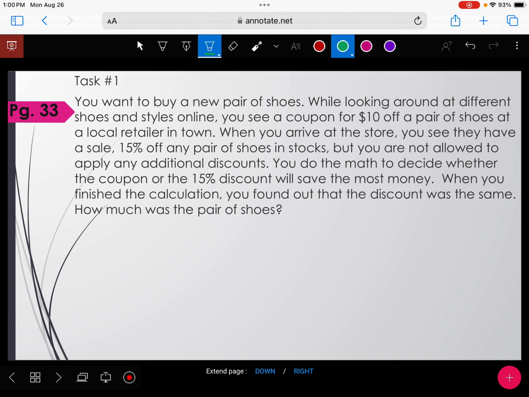I hear a bunch of you read through, and I'm okay with that. All right. So we're going to start out with the first half of this. You want to buy a new pair of shoes. When looking around online, you found a coupon for $10 off a pair of shoes.